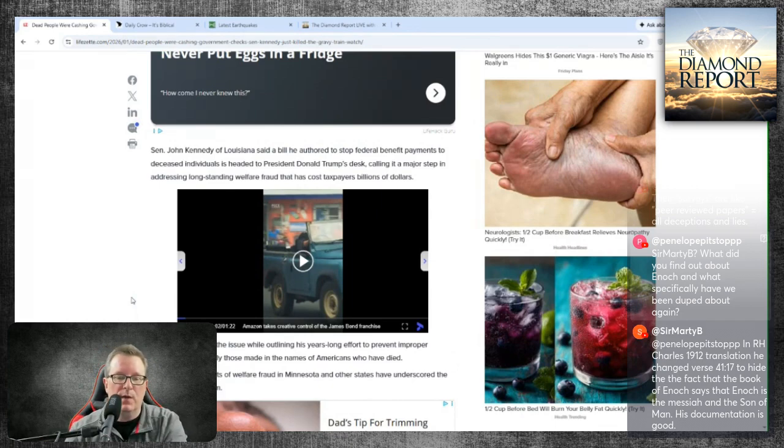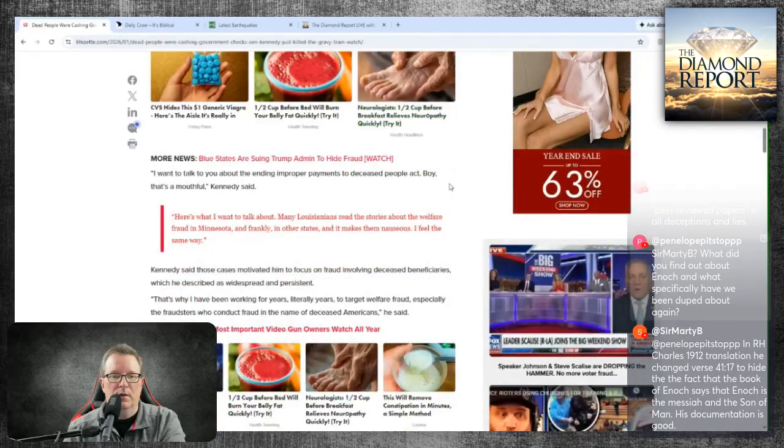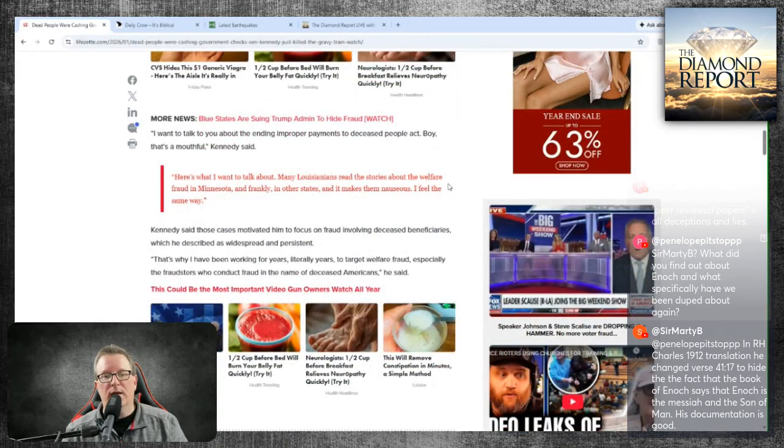Kennedy discussed the issue while outlining his years-long effort to prevent improper payments, particularly those made in the names of Americans who have died. He said that public reports of welfare fraud in Minnesota and other states have underscored the scope of the problem. "I want to talk to you about the Ending Improper Payments to Deceased People Act. Boy, that's a mouthful," Kennedy said. "Many Louisianans read the stories about welfare fraud in Minnesota and frankly in other states, and it makes them nauseous. I feel the same way."